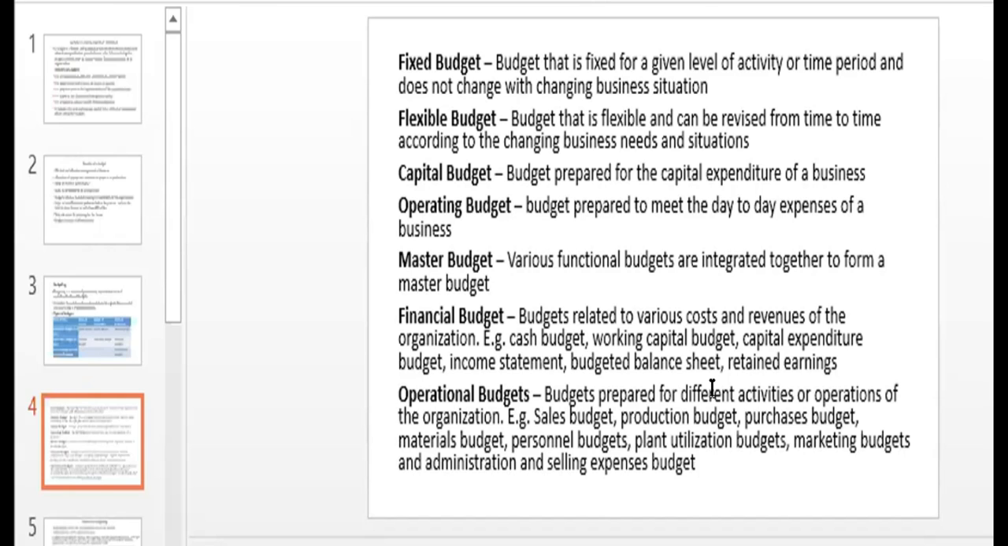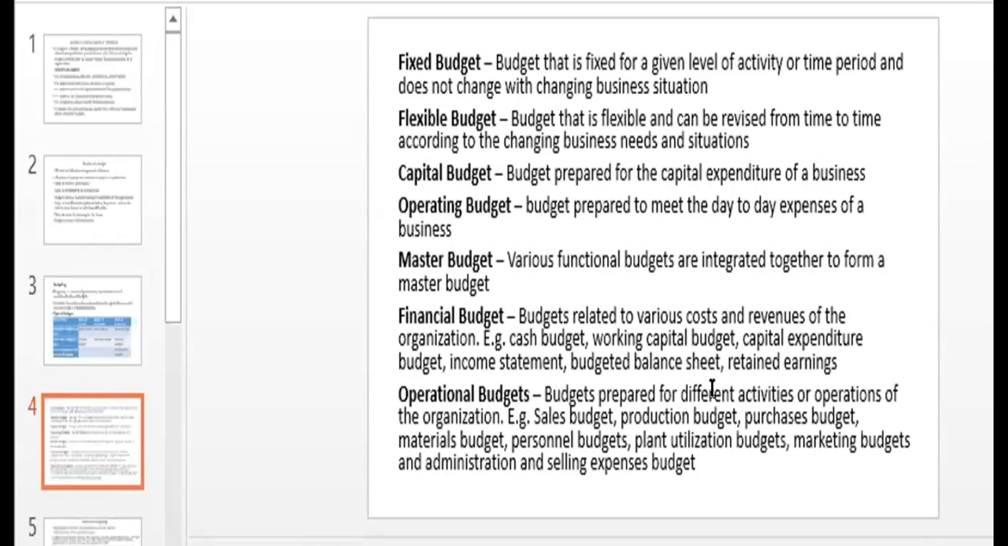We have operating budgets, budgets prepared to meet the day-to-day expenses of a business. These are operating budgets, like the annual budgets, which are prepared so that we are able to meet our day-to-day needs as they come. And then, of course, these are flexible budgets because they can be adjusted to meet the changing business needs and situations.